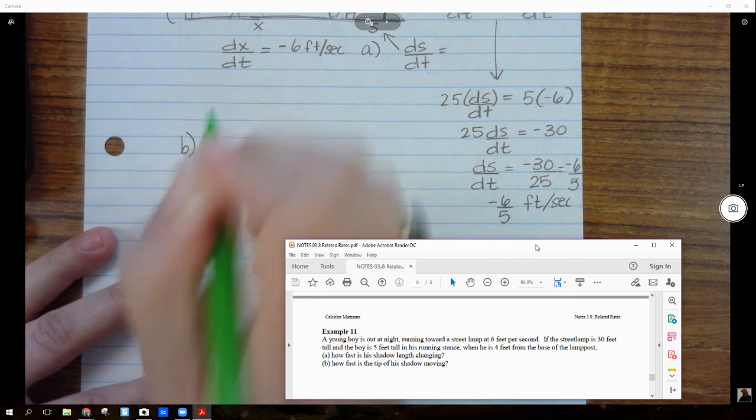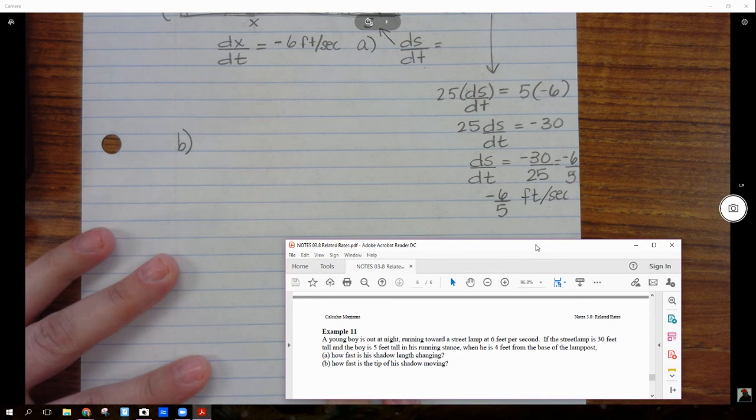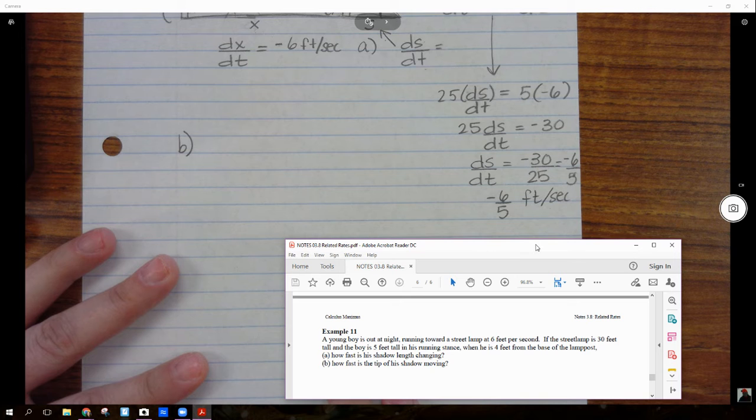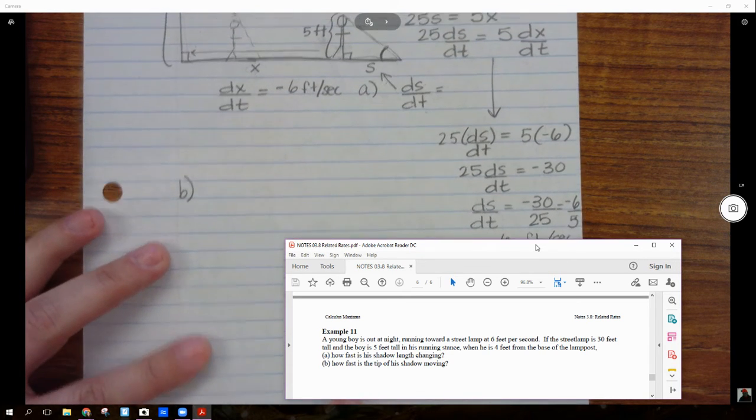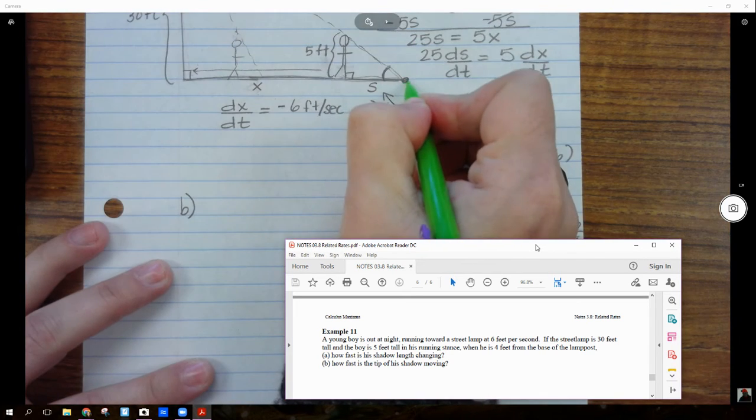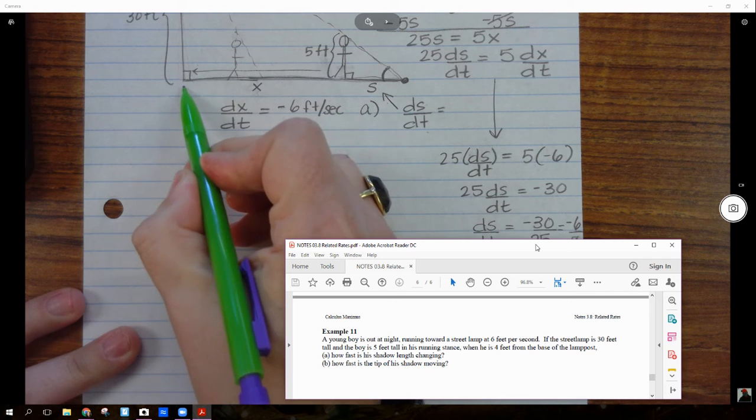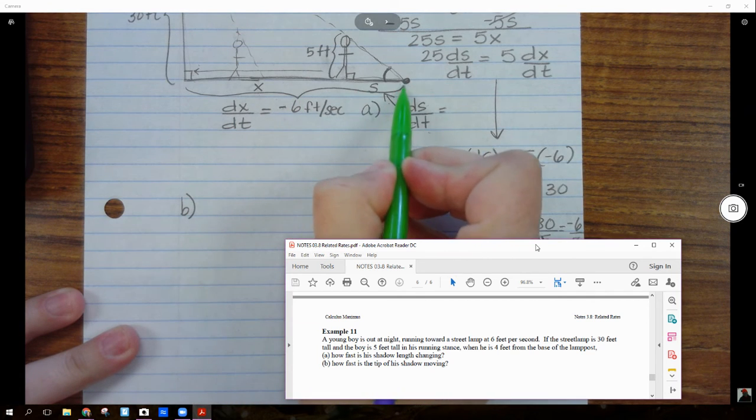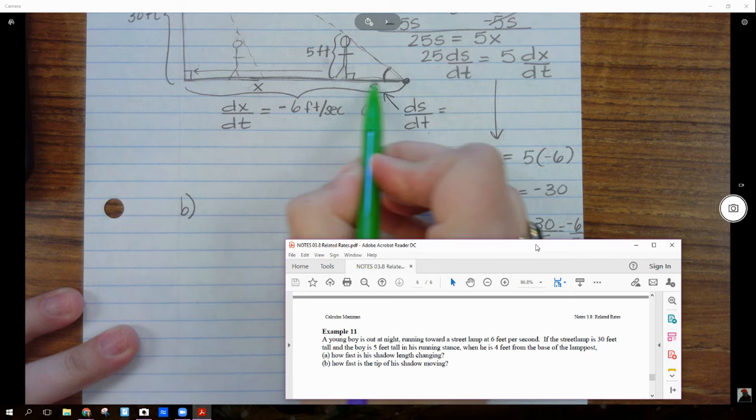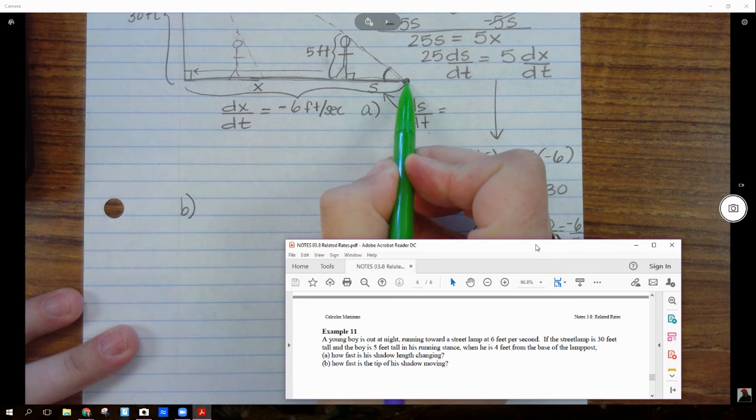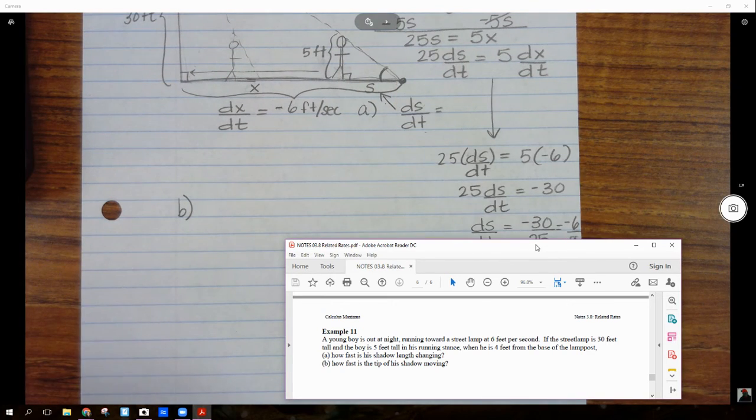Now, part B is asking how fast is the tip of his shadow moving. That's kind of a weird question to ask, huh? So the tip of his shadow is right here. To gauge how fast the tip of his shadow is moving, you have to measure it in relation to the base of the lamppost. So actually you're looking at this distance from the base of the lamppost all the way to the tip of the shadow is what that question is really asking you for. How quickly is that distance changing?